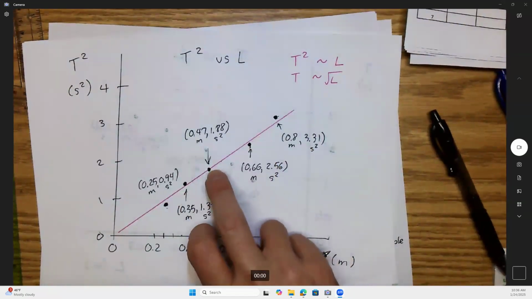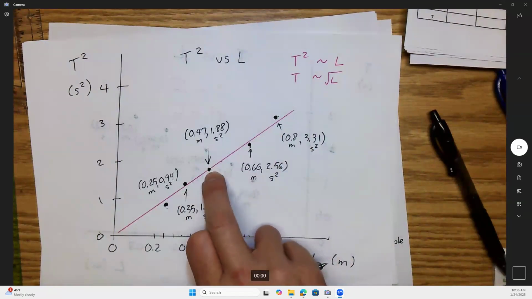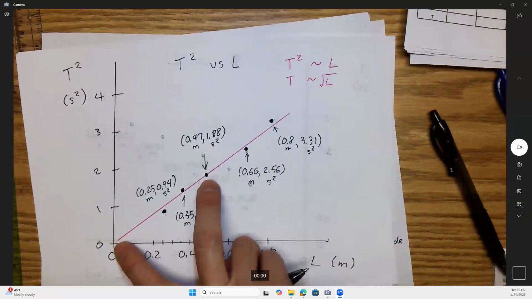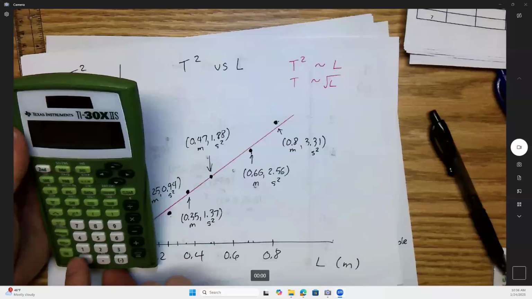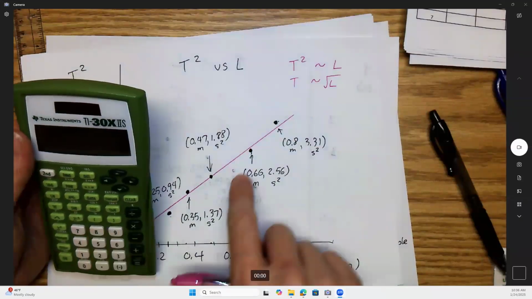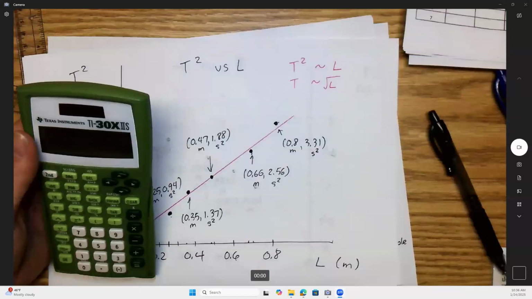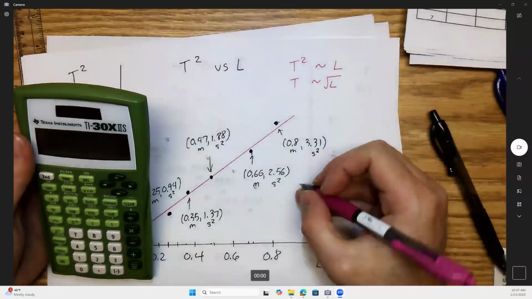Okay. Since it looks like the line goes right through that coordinate, and I also got this going through the origin, I'm going to pick these 2 points right here. So let's do this rise over this run. This rise, I got 1.88 square seconds divided by this run, 0.47 meters. Right? So here's an equation for the line.